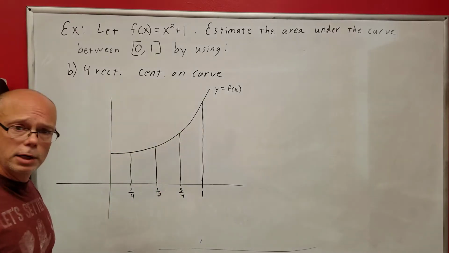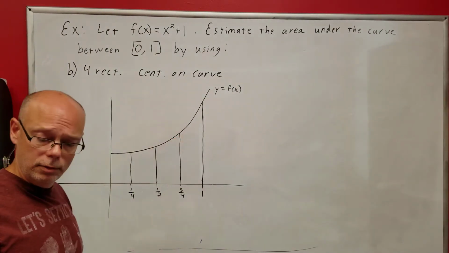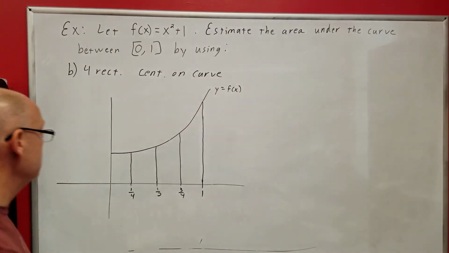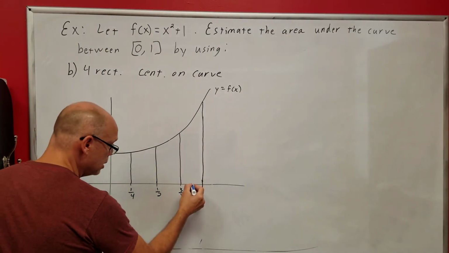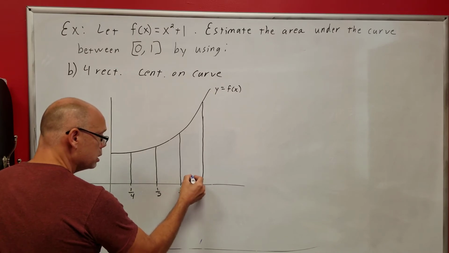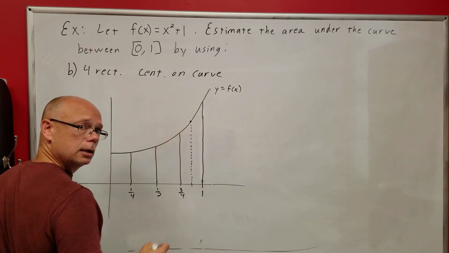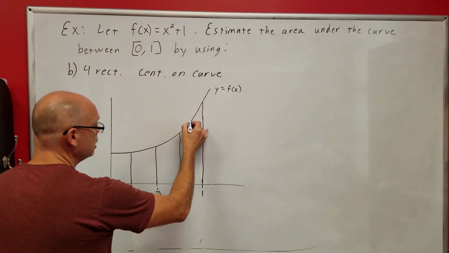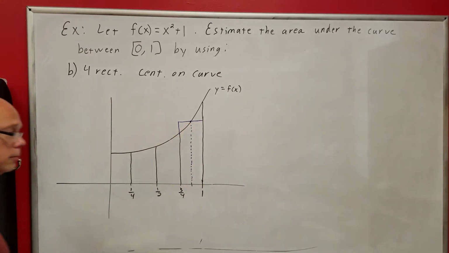But this one's a special kind of rectangle they want, where they want the center of the rectangle on the curve. So what does that mean? That means that, okay, if this is going to end up being a rectangle, the center of it's going to be right here. And what you do is you go up, up, until you hit the curve right there. And then you make a rectangle going left and going right like that.